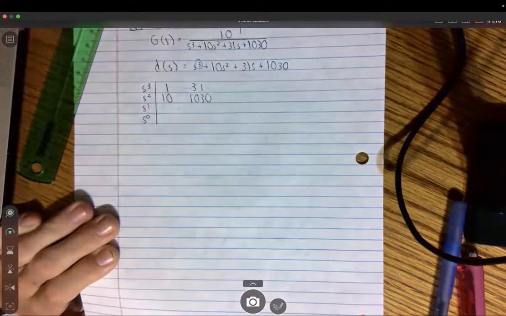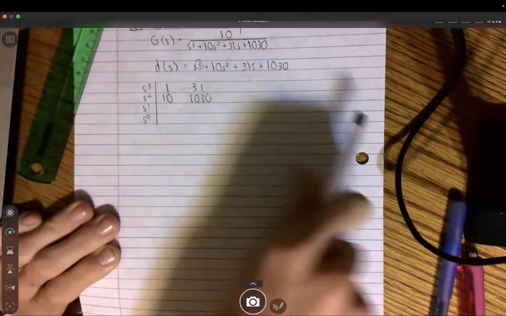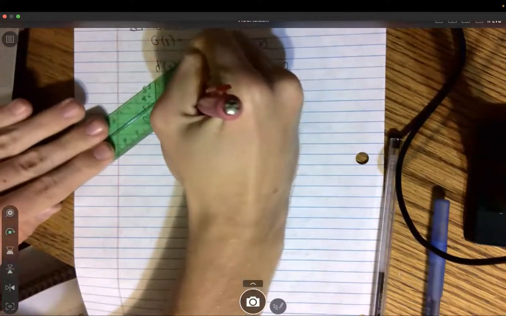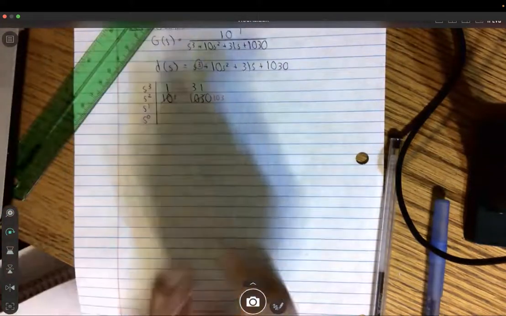And then you can simplify. Notice here, we can simplify this row. We can divide by 10. And so this would become 1 and 103.